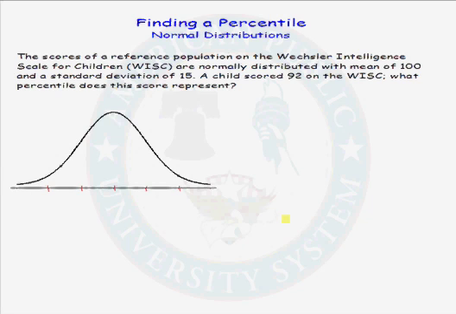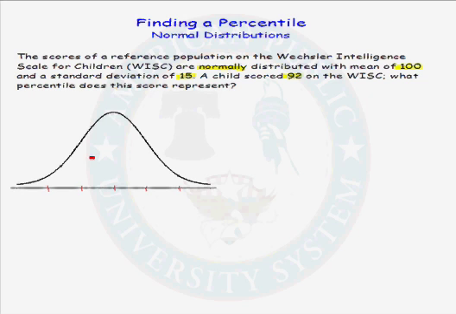How can we find a percentile for a normal distribution? The scores of a reference population on the Wechsler Intelligence Scale for Children, WISC, are normally distributed with a mean of 100 and a standard deviation of 15. A child scored 92 on the WISC. What percentile does this score represent?